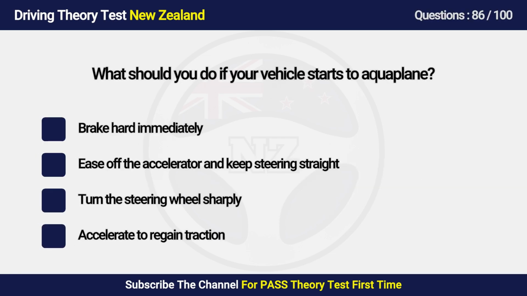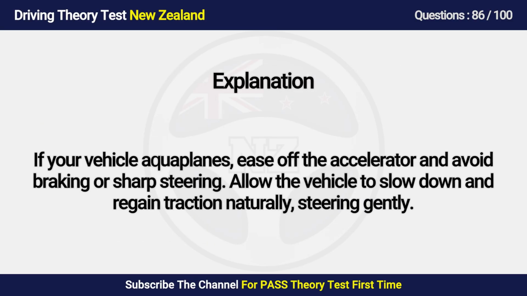Question 86. What should you do if your vehicle starts to aquaplane? A. Brake hard immediately. B. Ease off the accelerator and keep steering straight. C. Turn the steering wheel sharply. D. Accelerate to regain traction. Answer is B. Ease off the accelerator and keep steering straight. If your vehicle aquaplanes, ease off the accelerator and avoid braking or sharp steering. Allow the vehicle to slow down and regain traction naturally, steering gently.